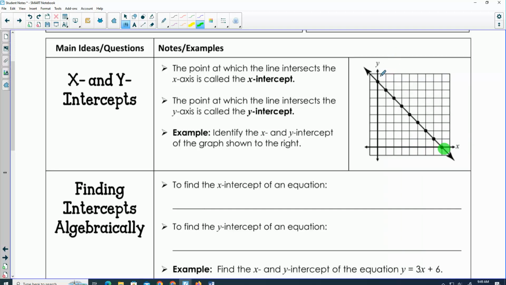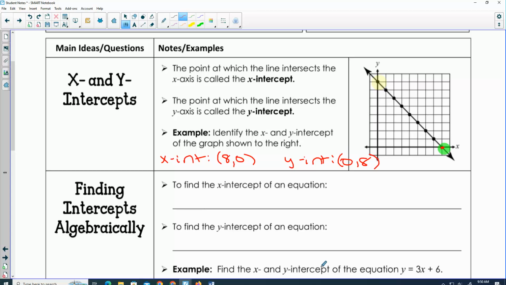If I asked you to write it as an ordered pair, what would that be? It hits the x-axis at 8. What's your y value of that ordered pair? 0. Okay, the y-intercept of this line. Where does this line hit the y-axis? 8. But if I wrote that point, what's that ordered pair going to be? The x is 0 and the y is 8.